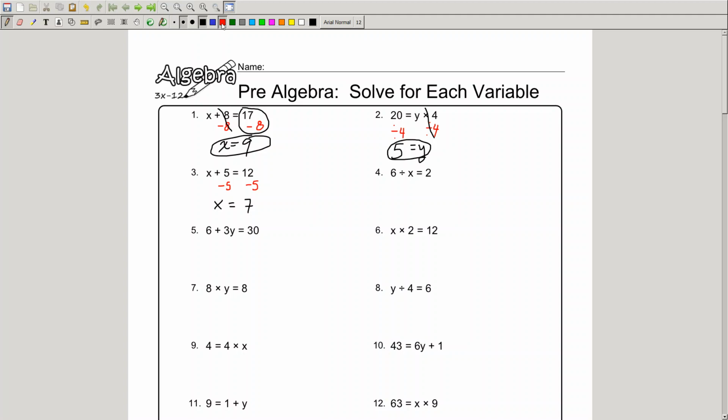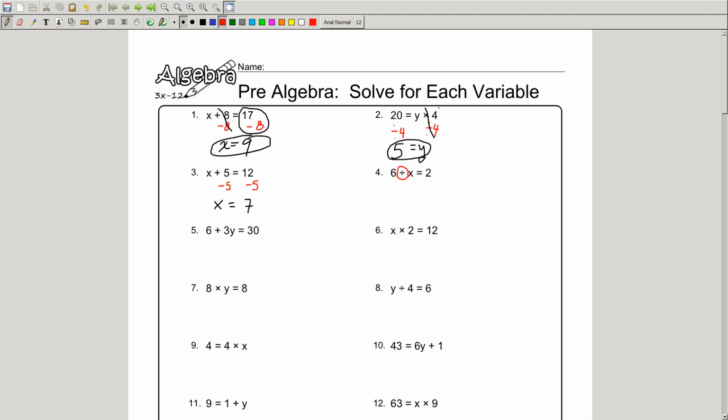Now, this is where things get a little trickier. Here you have 6 divided by x equals 2. So 6 divided by a number is equal to 2. What is that number? We know the number should be 3, because 6 divided by 3 is 2. Now, here's the issue: x is on the bottom of this fraction, in the denominator. So you can't simply multiply, because the operation here is division, and you can't simply multiply and get x on its own.